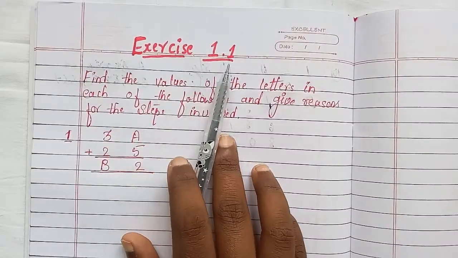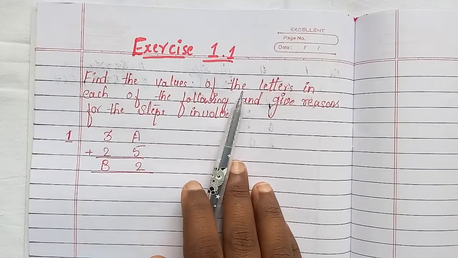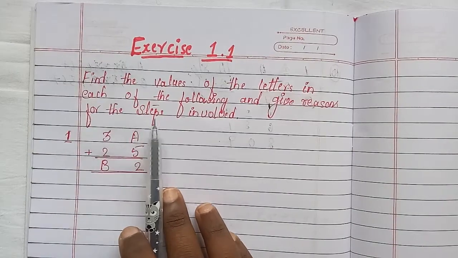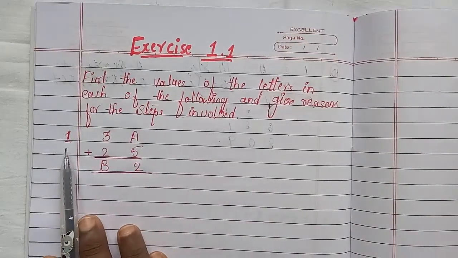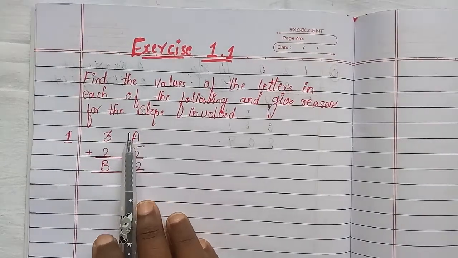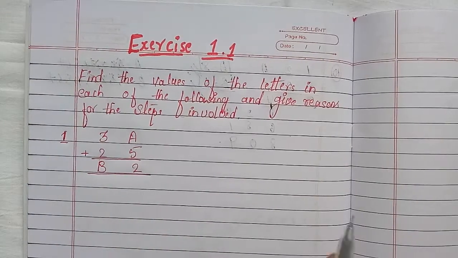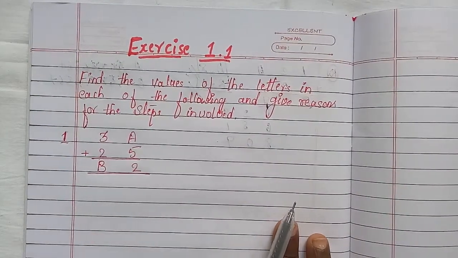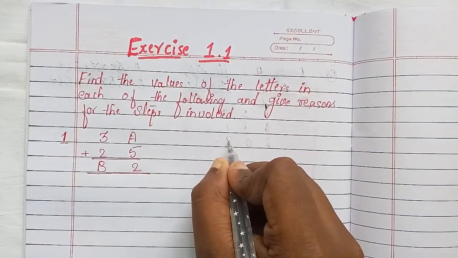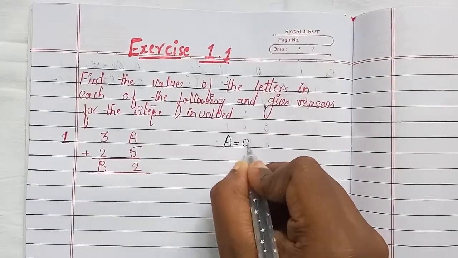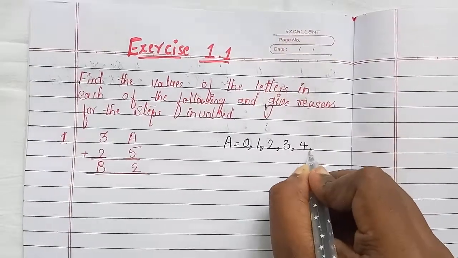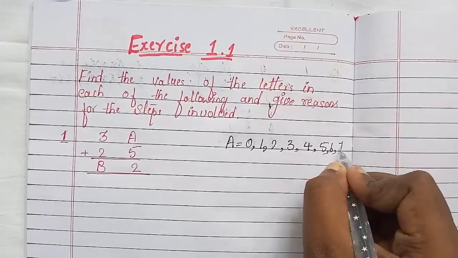Exercise 1.1. Find the values of the letters in each of the following and give reasons for the steps involved. See question number 1: 3a 2 5 b 2. We did not know the value of a and b. Let us check the value of a and b by the method of trial and error. I will take the values of a as 0, 1, 2, 3, 4, 5, 6, 7.